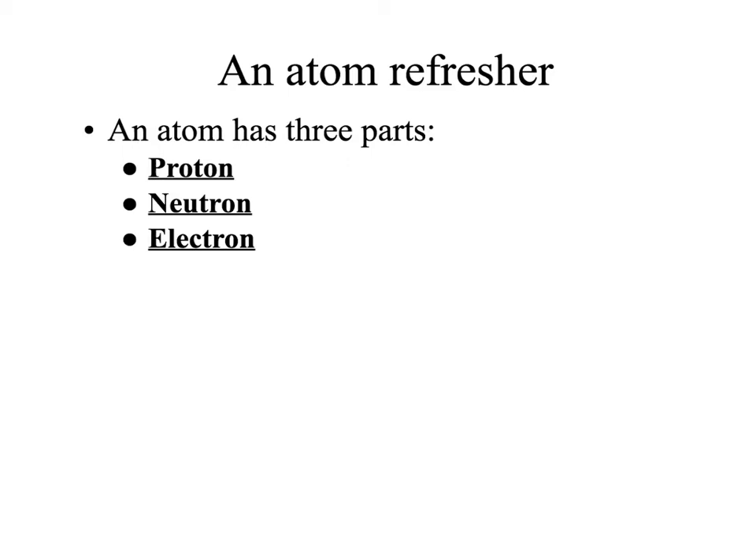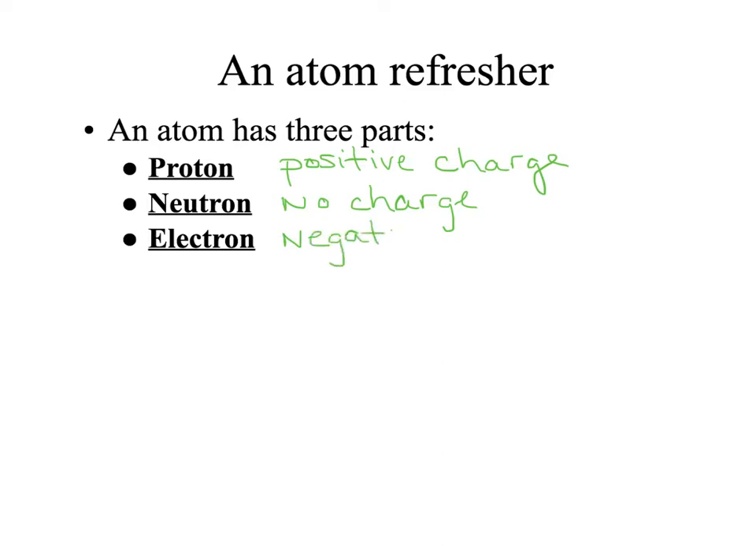Now there are 3 parts of an atom that we need to be concerned with. First of all, there are the protons. The protons are the positively charged particles that live inside the nucleus of an atom. The neutrons are the particles that have no charge, or they're neutral. These are also inside the nucleus of the atom. Now electrons, they have a negative charge. And these actually orbit the nucleus of the atom.